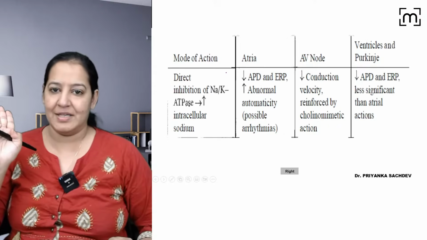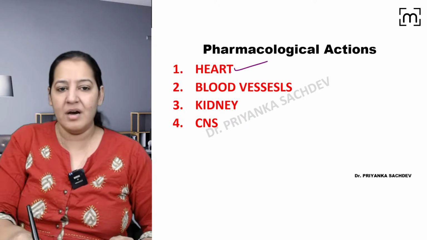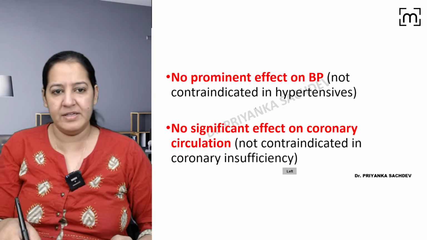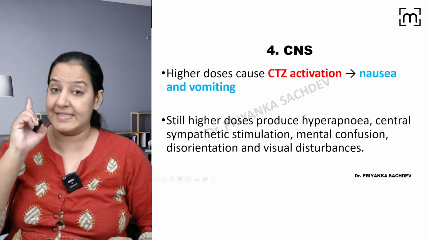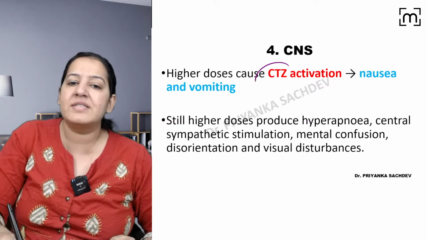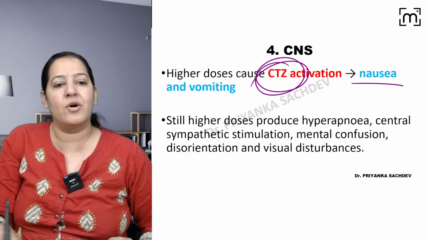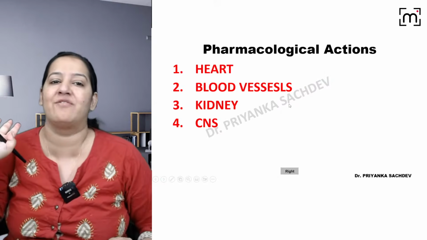So learn the 3 things. If you have learned the 3 things, you can understand it. So that is the effect on the heart. Blood vessel, not very important. You can leave. There is no effect on the blood pressure basically. Kidneys may be not important. Yeah, CNS. In the CNS, it causes CTZ stimulation. Digitalis causes CTZ stimulation. That's why it causes nausea and vomiting. The most common extracardiac side effect is nausea and vomiting.